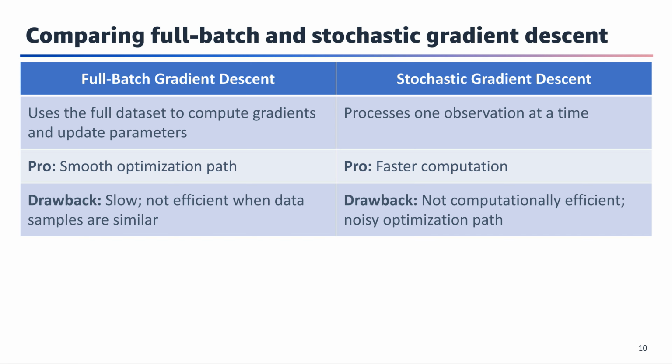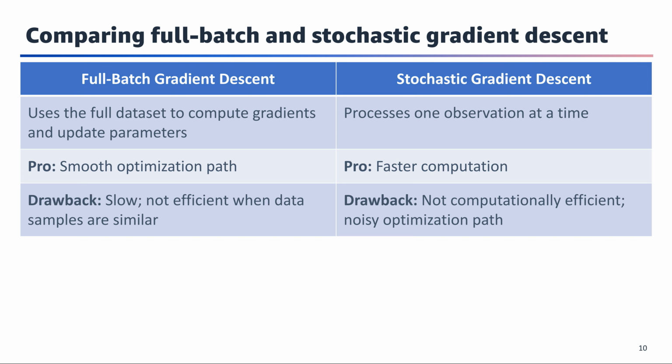The full batch gradient descent approach computes gradients and updates model parameters using the entire dataset. This results in a smooth optimization path. However, this approach can be computationally expensive, especially for large datasets, as it requires processing the entire dataset for each parameter update. Additionally, if the data samples are similar or redundant, the full batch approach may not be efficient.